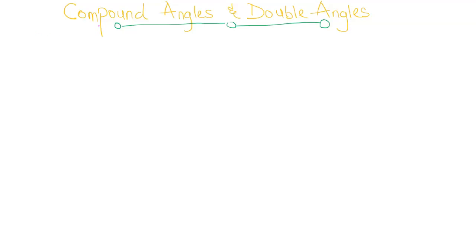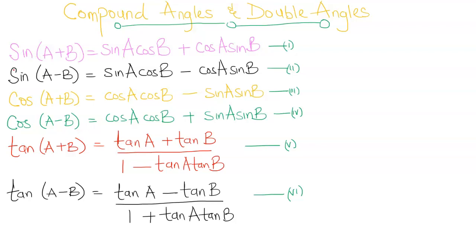In this video, I'm going to be discussing compound angles and double angles. There are 6 basic compound angles. Here they are. The first one is sine (A plus B) equals sine A cos B plus cos A sine B. The second one is sine (A minus B) equals sine A cos B minus cos A sine B.